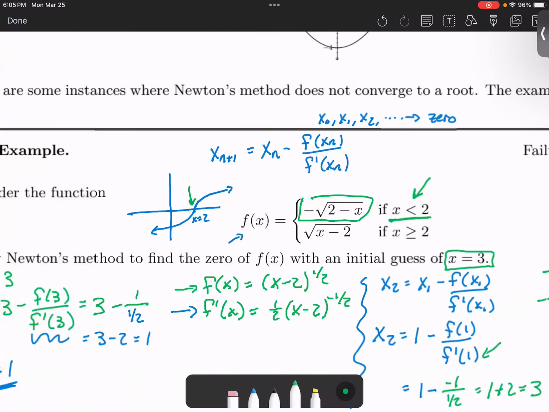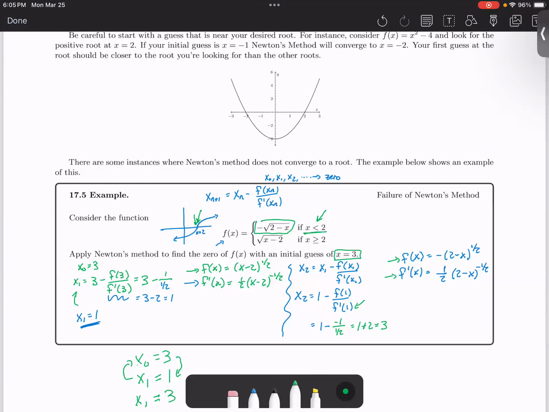So Newton's method will not always work. Most of the time it does under suitable conditions, but there are cases where it does not converge.